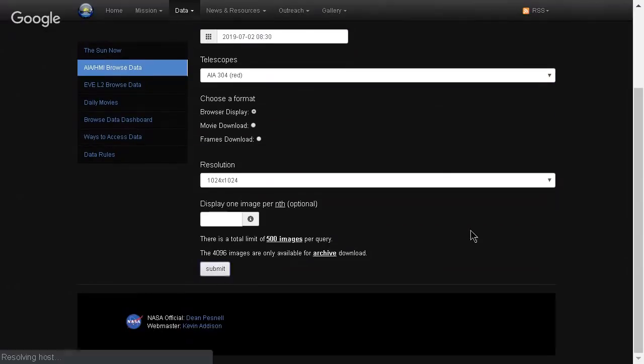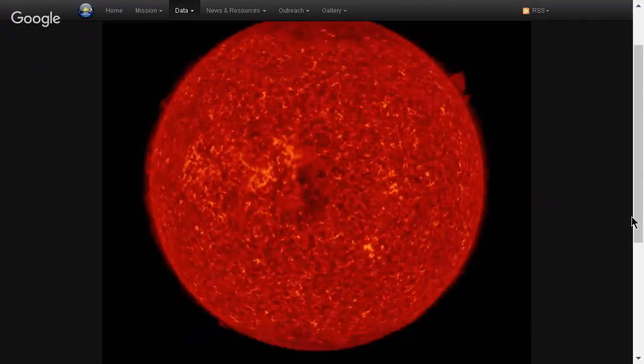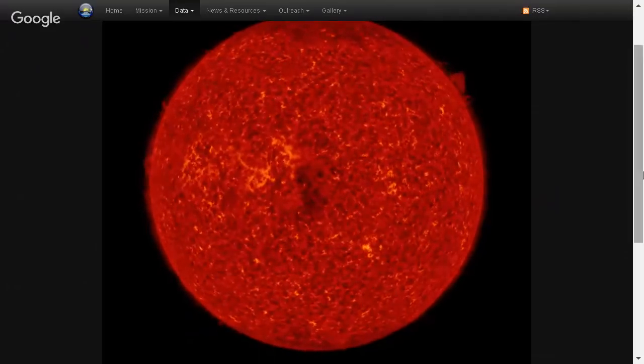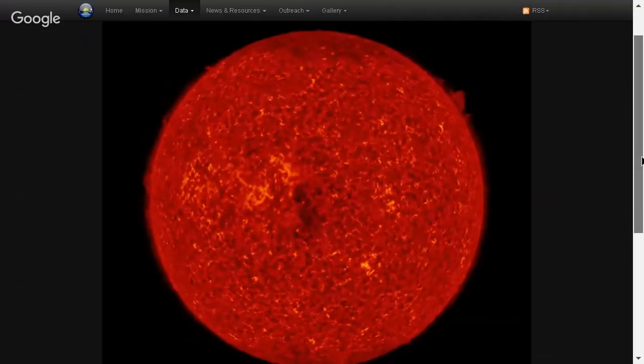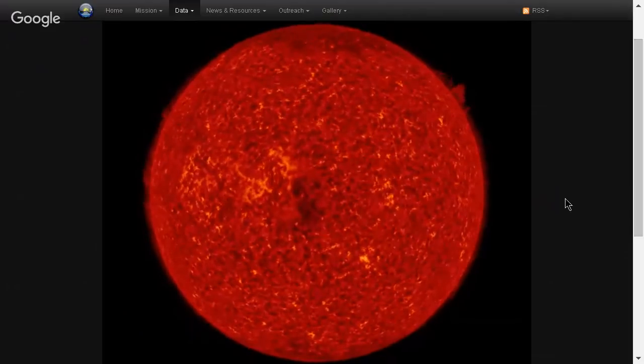Let's look at filamentary activity in 304 angstroms, as there are some giant filaments facing toward the Earth. We'll look at it from STEREO A momentarily. Some big filaments in the northwest also.